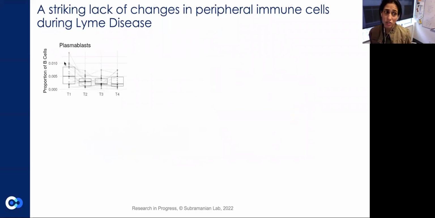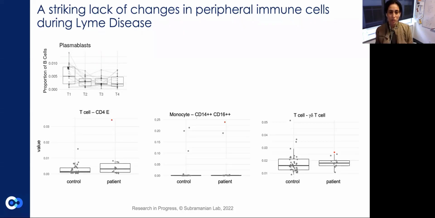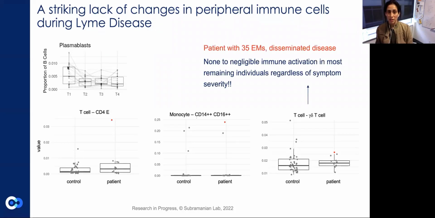There are some small changes in plasmablasts that are consistent with prior literature. So plasmablasts are upregulated at diagnosis. And in the person that has 35 EMs, we can see induction of a CD4 effector T cell response and some non-classical monocytes being elevated. That person is shown as a red dot here among the other patients. And also seemingly an induction of gamma delta T cells, although I'm not totally convinced of that given what these box plots look like.